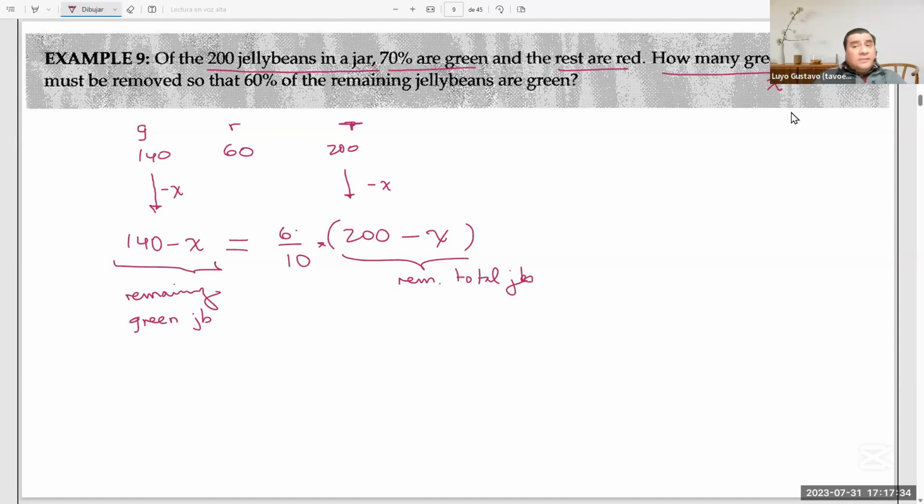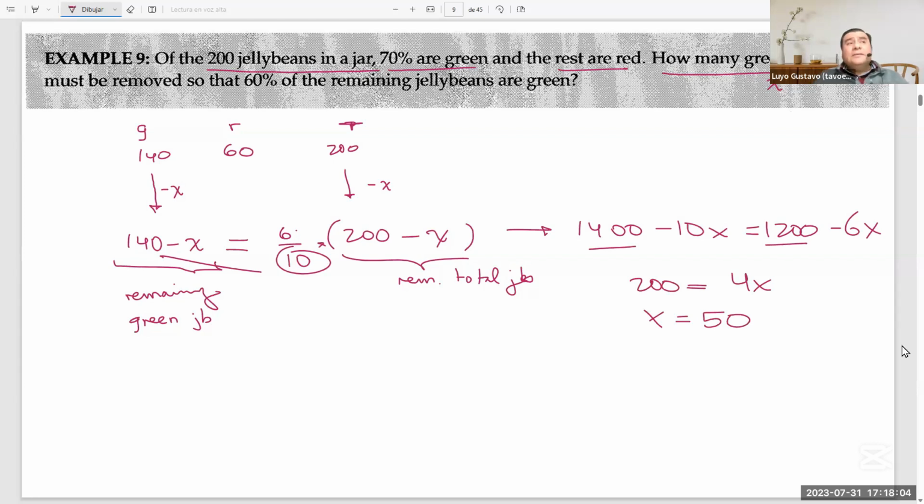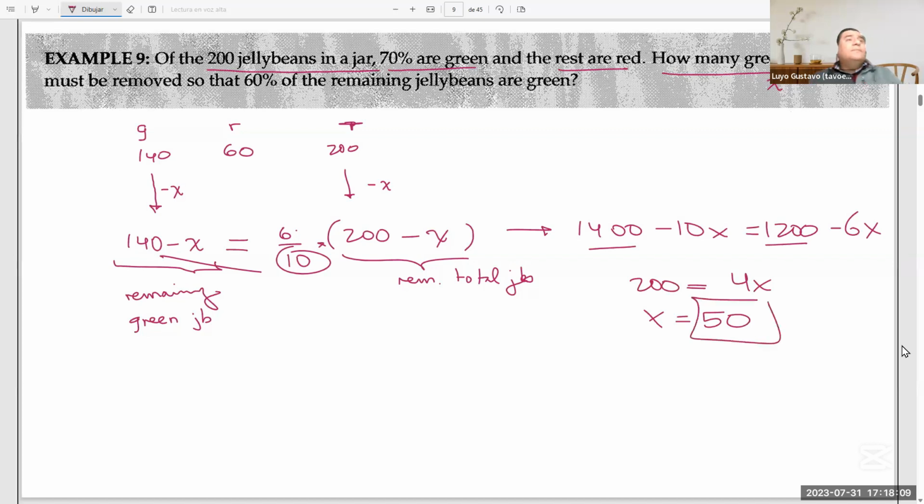So if you solve this for x, you have what? You have here this multiplying. Here you have 1200, 6x. So what is this? This and this, 200. 10x minus 6x, it's 4x. So x equals 50. And that's it, right? The answer to the question. Okay, so that's it.